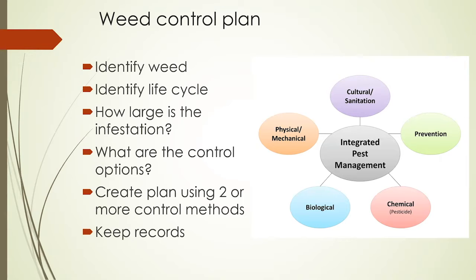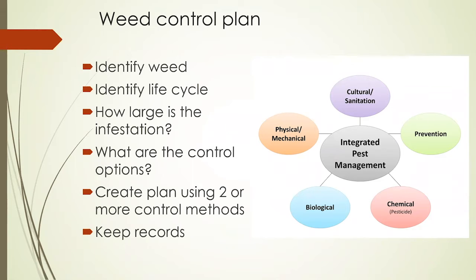Generally in IPM, we kind of split the control measures into 5 different categories. So we start with prevention. We have cultural and sanitation, we have physical and mechanical, we have biological controls, and we have chemical controls or pesticides. It's important to understand that integrated pest management does not say don't use chemicals. Integrated pest management says don't just use chemicals.